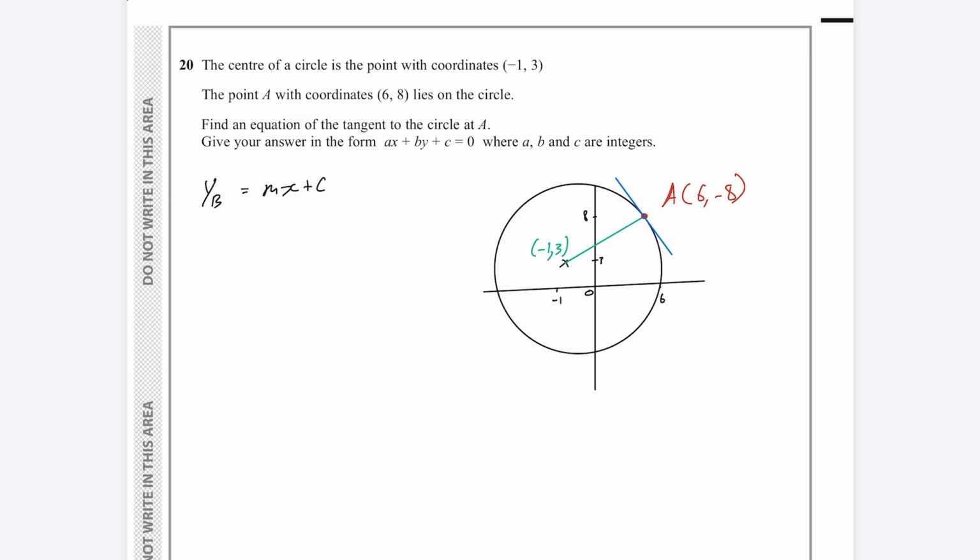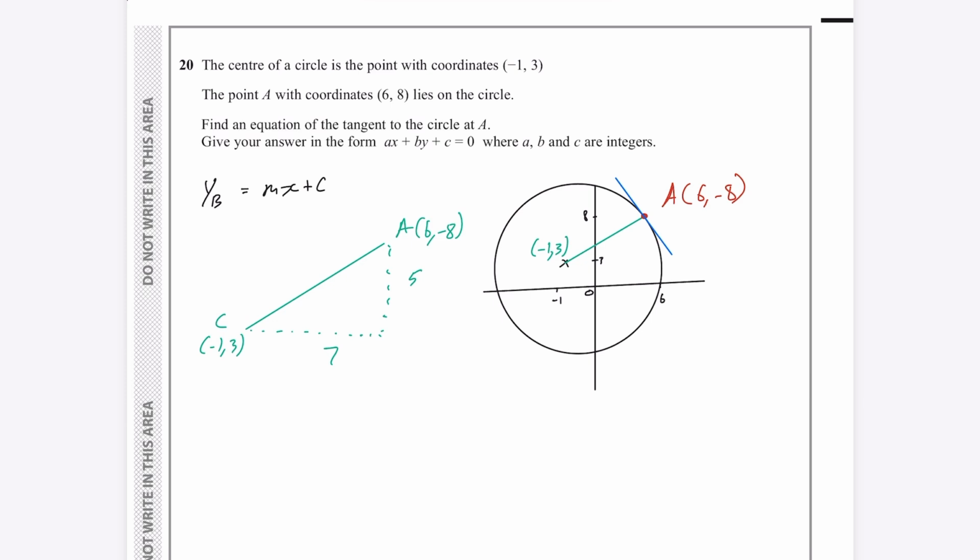So we do have values for x and y, but we need to find the gradient. So in order to find the gradient, the only line that we have quite a bit of information for is that green line. So if I was to draw that green line here, and let me just draw that again. So that's the green line that we've been given. So I know that this is minus 1, 3, and that's C. And at A we have 6, 8. So I know that to go across, it goes across from minus 1 to 6. So it goes across by 7, and it goes up from 3 to 8. It goes up by 5.